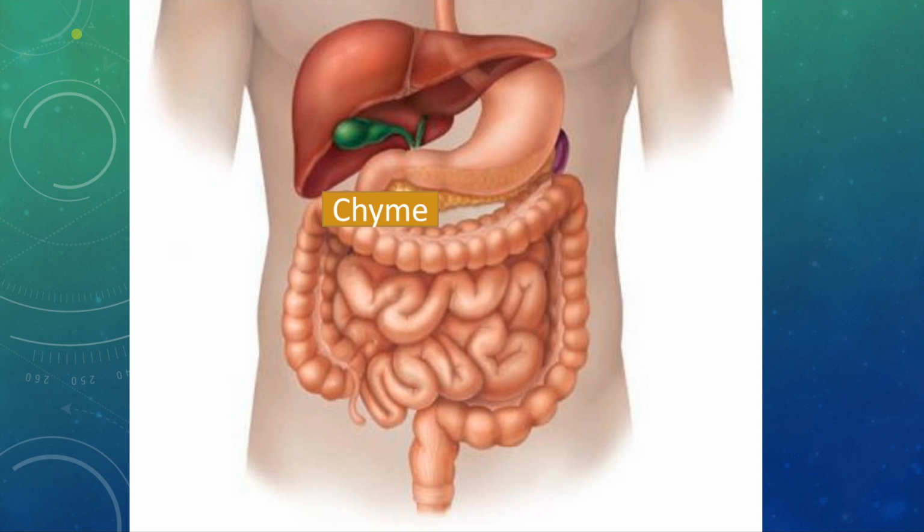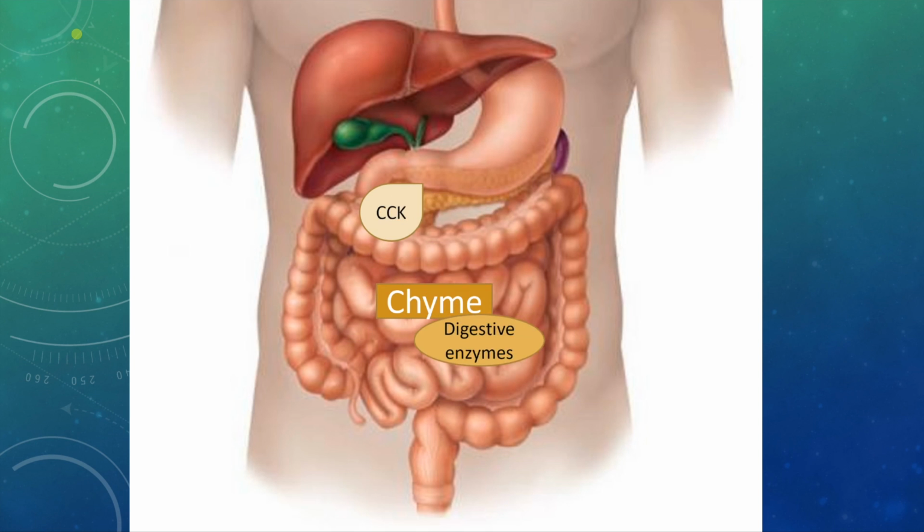When cells in the duodenum and jejunum are exposed to food, these cells secrete CCK. CCK not only stimulates the pancreas to release pancreatic digestive enzymes mentioned earlier, but CCK also stimulates the gallbladder to contract and release bile into the small intestine.